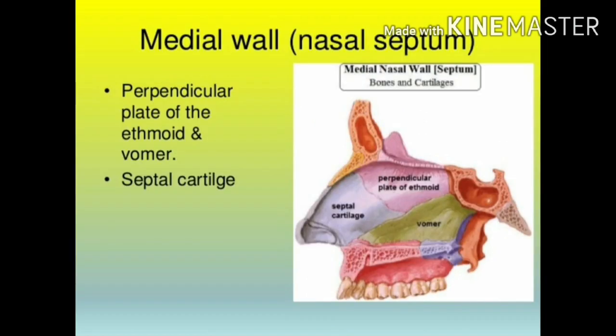The median nasal septum is made of two bones and one cartilage. The names of the two bones are the ethmoid bone and the vomer bone, and the cartilage is the septal cartilage.